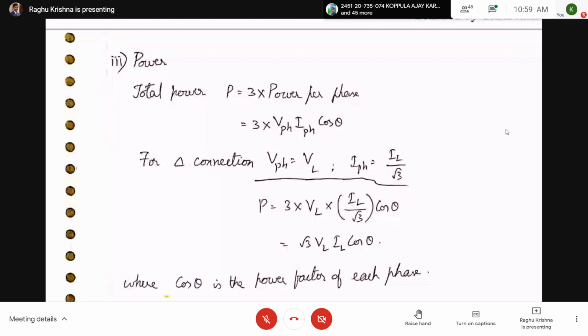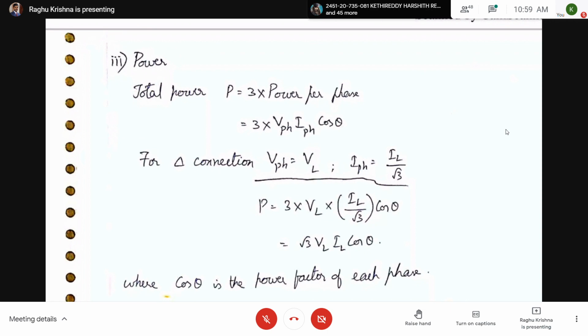So here you have a total of 3 phases. So you can take 3 into power in each phase, power per phase. Power per phase is V phase, I phase, cos theta. As it is AC, your power is given by V phase, I phase, cos theta. That is the true power, active power. Active power is given by VI cos theta. So you have 3 phases, so 3 into V phase, I phase, cos theta.